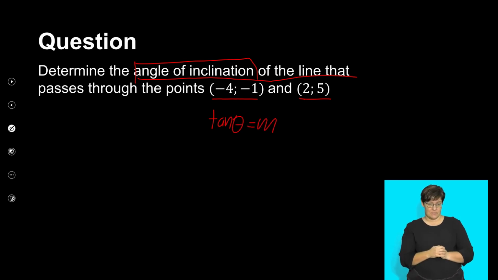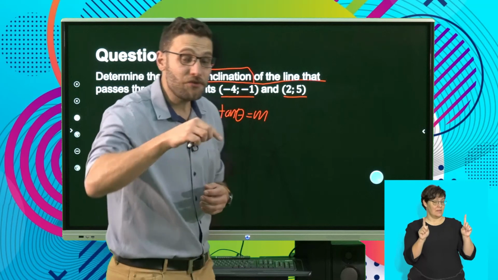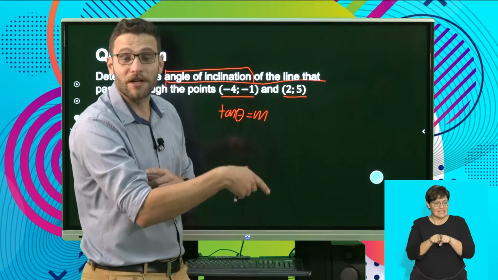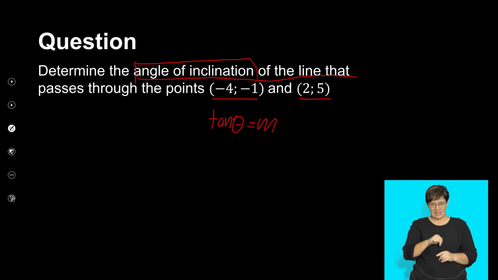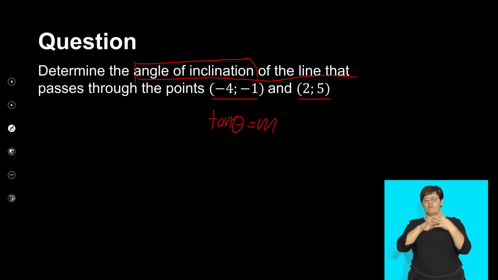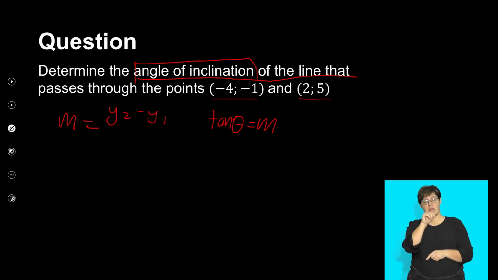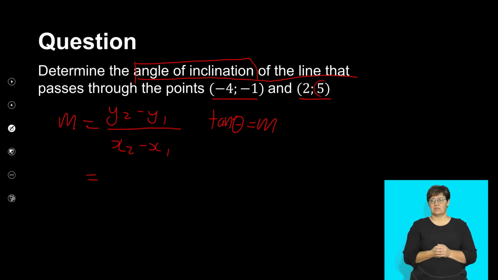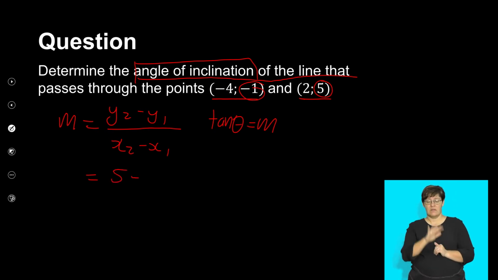equals m. But to use that formula, I need the gradient. Exactly like we did in the previous question, I need the gradient. And so here, how am I going to calculate the gradient? Well, I'm going to use the gradient formula. And so my gradient formula is y2 minus y1 over x2 minus x1. What is that? Well, let's go do that. I'm going to go y minus y, 5 minus 1.